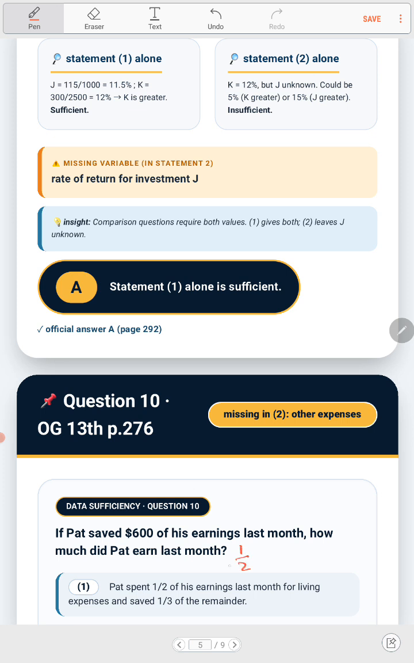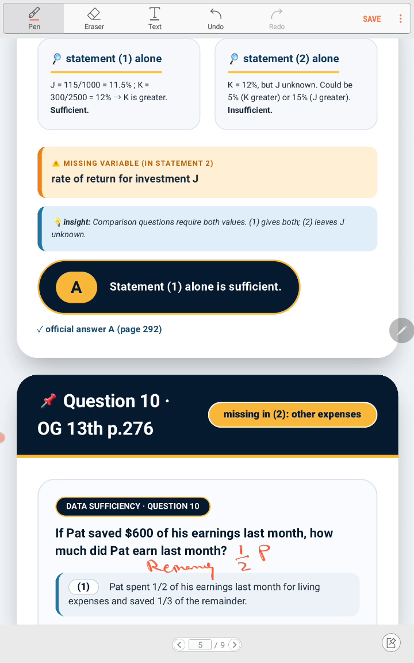Half is remaining. Remaining is half P, okay, for living expenses, and save 1/3 of the remainder. Remember, he saved half of P for living expenses, and saved 1/3 of the remainder. How much did Pat earn last month? So Pat saved 1/3 of the remainder.